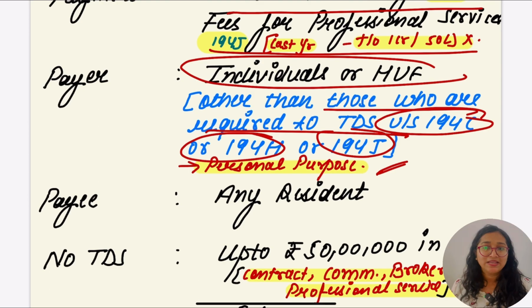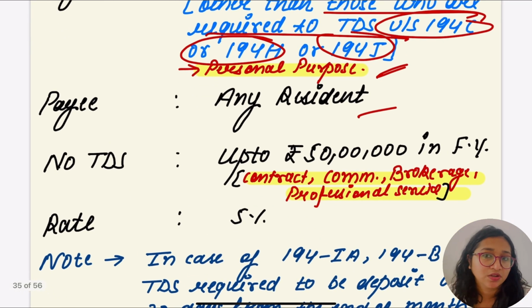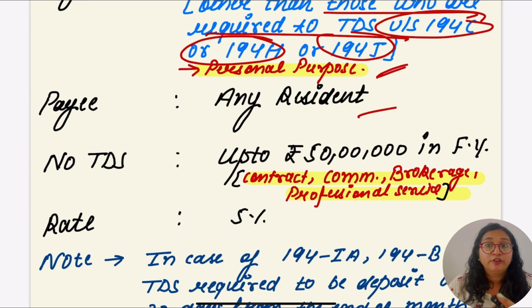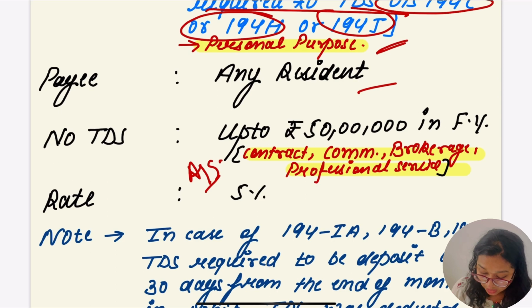Now the payee is going to be any resident person. No TDS up to 50 lakh in a financial year. Now you have to tell me whether we are going to take it separately, like for commission it is 50 lakh, for brokerage 50 lakh, for contract 50 lakh, for professional services 50 lakh. No, here we are going to take the aggregate of these, so no TDS up to 50 lakh in a financial year of the aggregate of contract, commission, brokerage and professional services.